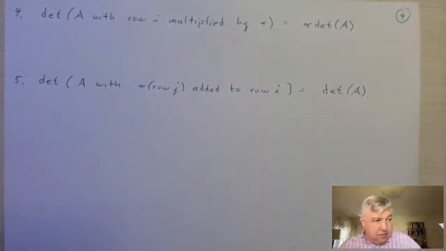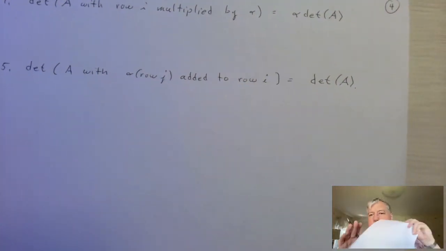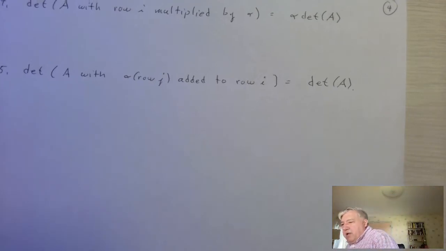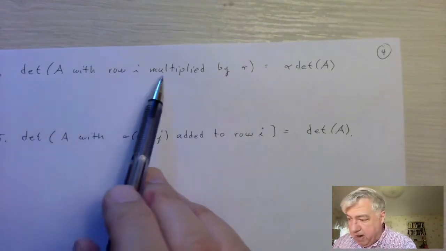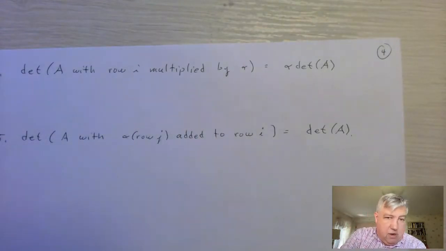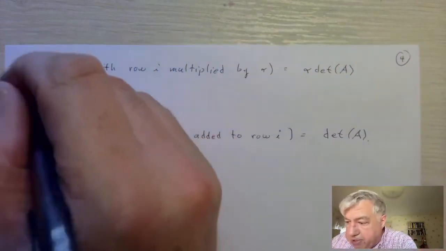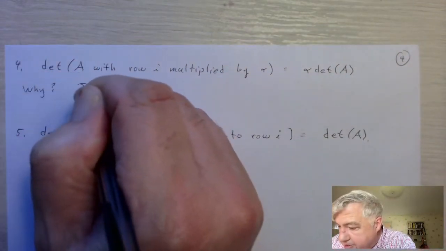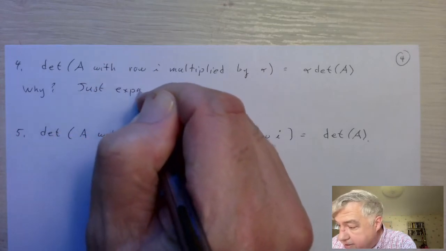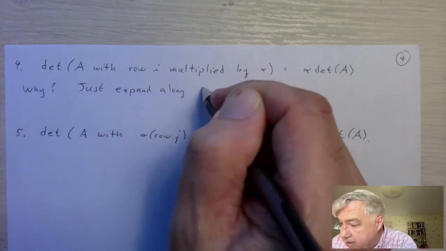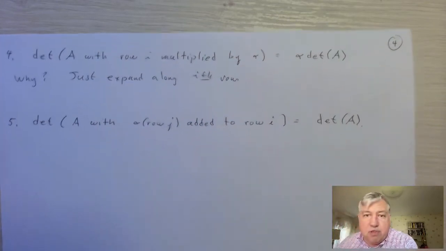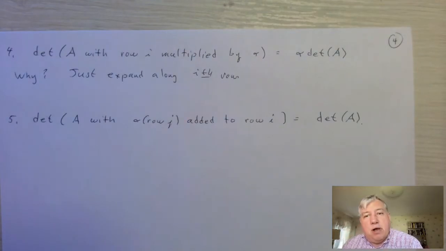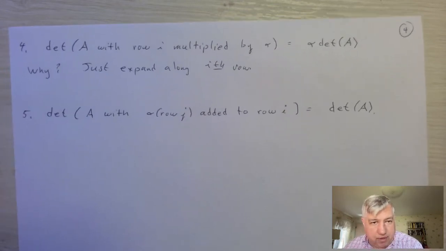Okay, the next operation is just multiplying a row by a constant, alpha. So let's say we want to find the determinant of A where row I is multiplied by alpha. We can just expand along that particular row, the ith row, or the new ith row. And then you see every term is multiplied by alpha. So hopefully that's pretty apparent.